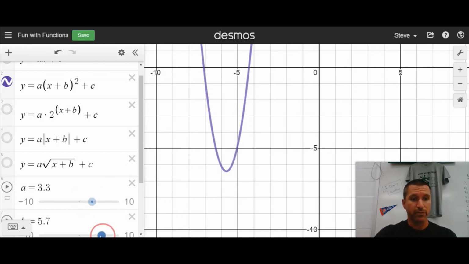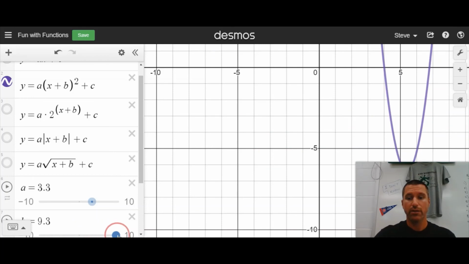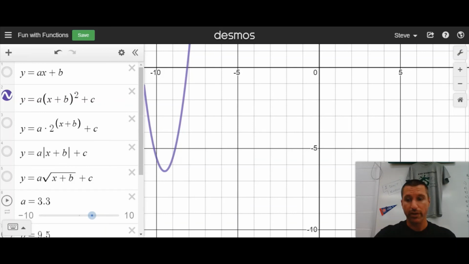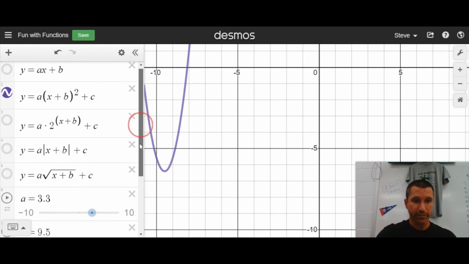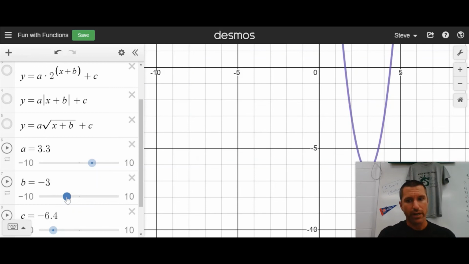If you change the b value, what you're doing there is just sliding the quadratic left and right. So if you want left, right movement out of your quadratic, change the b value. It's kind of strange though: when you make it a positive, it actually goes left. Notice here the b value is positive 9.5. When you make it a negative, it goes right.